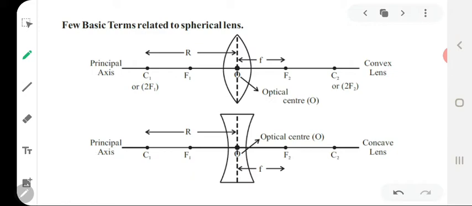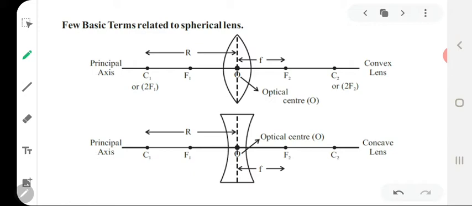The center of the spherical surface of which the lens is a part is called the center of curvature of the lens. A lens has two centers of curvature, C1 and C2. Just refer to the figure: C1 and C2, which can also be written as 2f1 and 2f2.